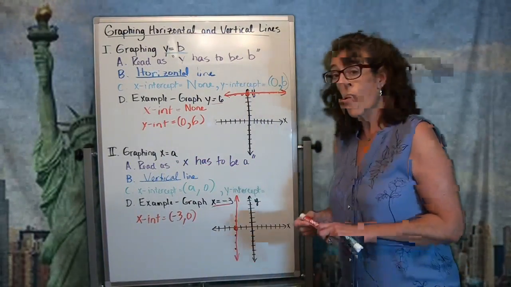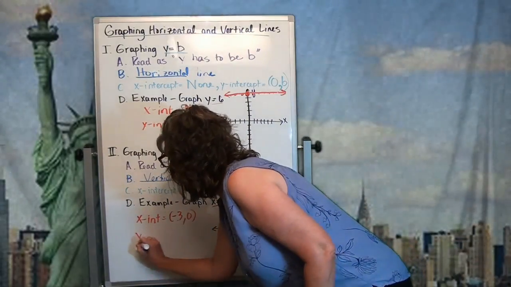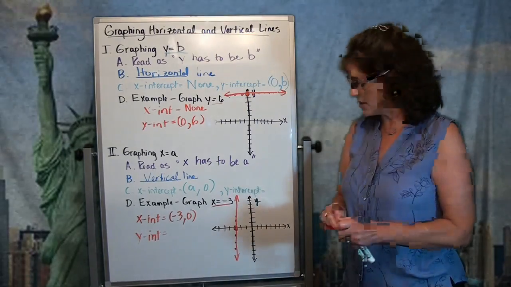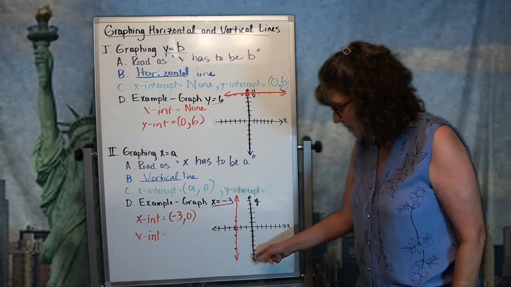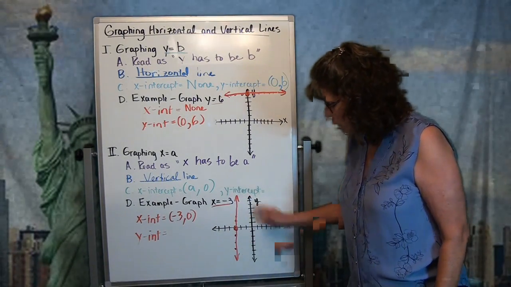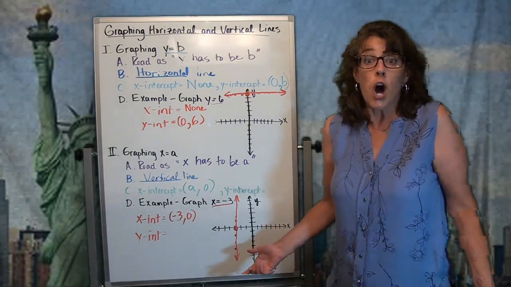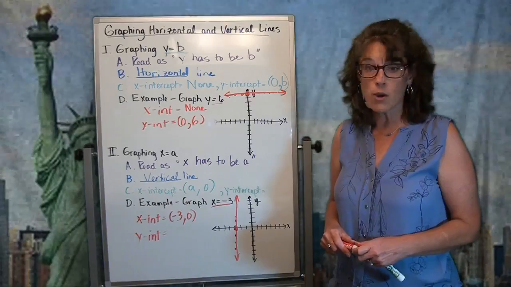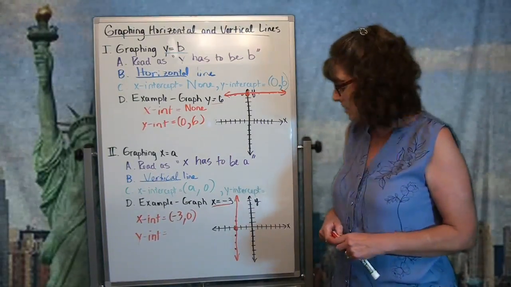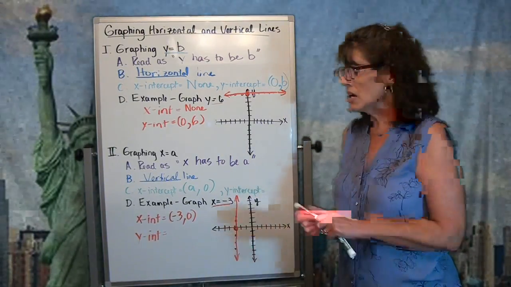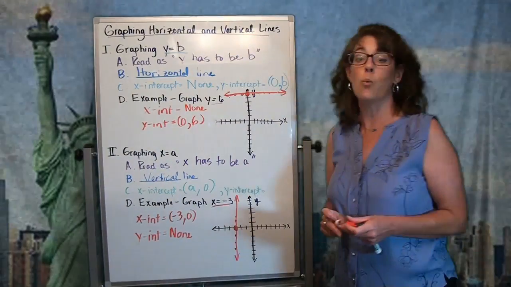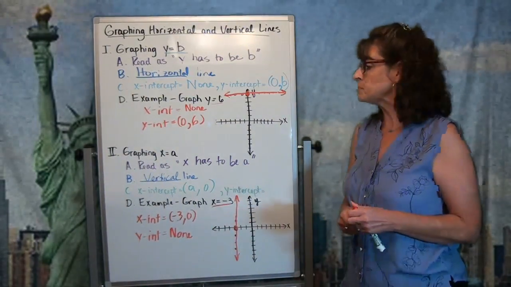Now, let's talk y-intercept. And remember, y-intercept is the point where the graph crosses the y-axis. Well, here's that y-axis right there. Where is this graph crossing this axis? It's not. No, it's not. And like we said before, if it's not, don't put a 0, don't put 0, 0, because either of those indicates there's a point where it crosses. It doesn't. So that indicates none. I do not have a y-intercept on there anywhere.